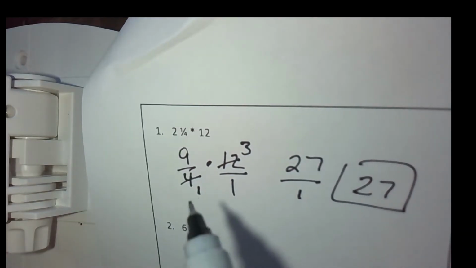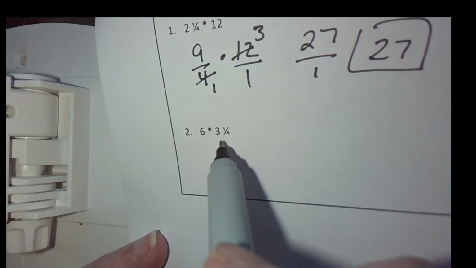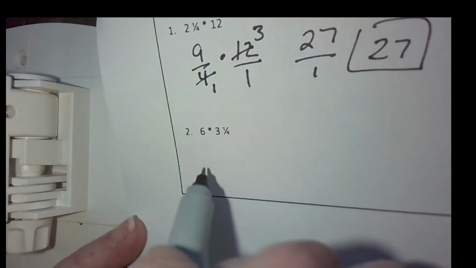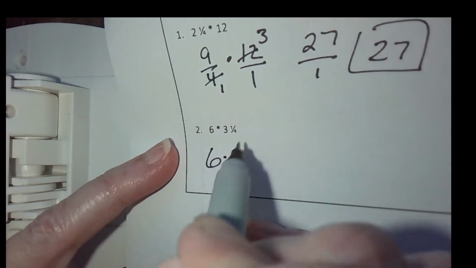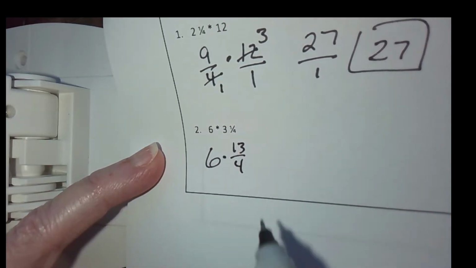I would have gotten the same thing if I had said 2 times 12 is 24. And then 1/4 times 12 would be 3. And add 24 to 3 gives me 27. So like I said, there's more than one way to work it. 6 times 3 1/4, similar. 6 times, if you want to go 3 times 4 is 12, plus 1 is 13 over 4.